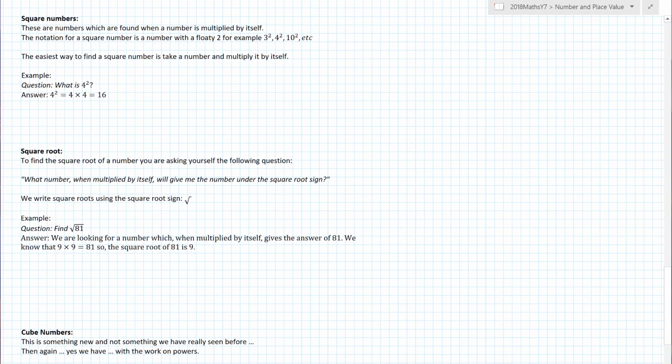We talked a moment ago about square numbers. If you remember, square numbers are numbers that are basically found when you multiply something by itself. So 1 squared, which is how we write square numbers, is the same as 1 times 1, which is 1. And 2 squared is the same as 2 times 2, which is equal to 4. And 3 squared is 3 times 3, which is equal to 9. And as the question says, 4 squared must be equal to 4 times 4, which is 16.